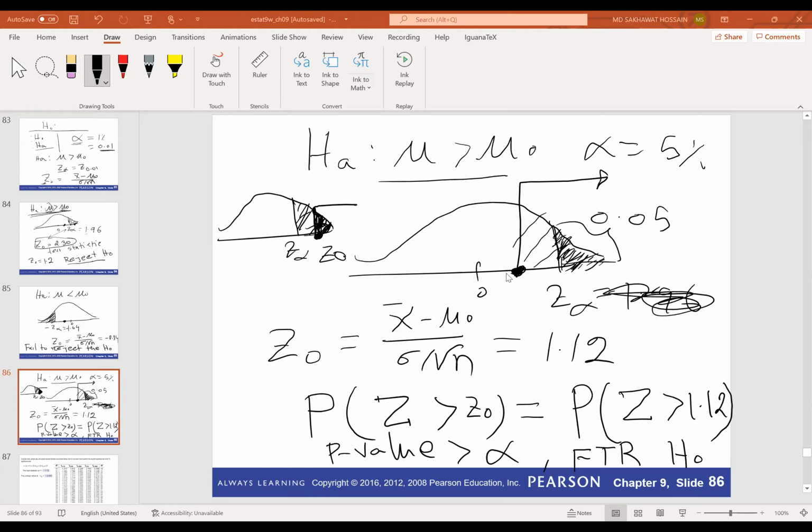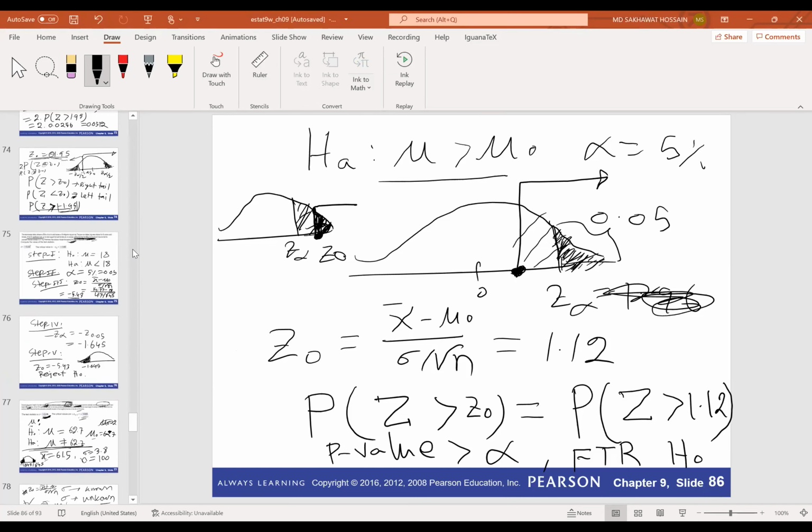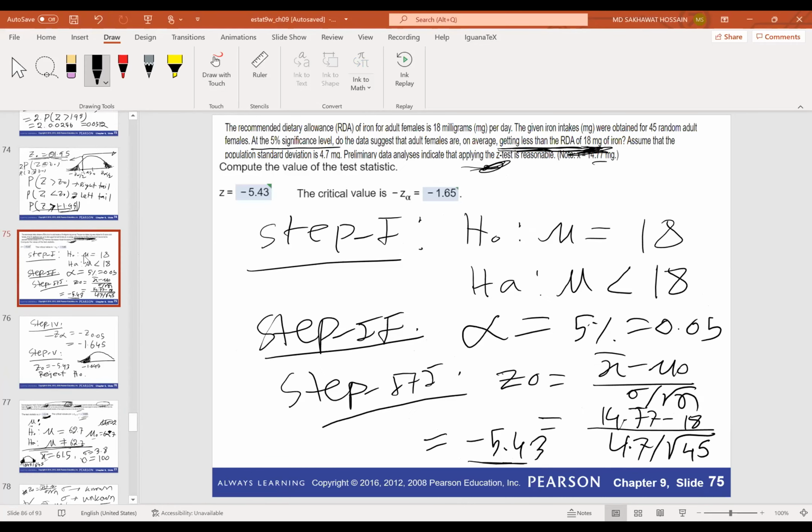Yes, I can explain how we get the z observed, z0. Okay, so let me go over one example, the previous example. Let's consider this example. The recommended RDA of iron for adults is 18 milligrams per day. Here the sample size is 45, and the population standard deviation is 4.7.